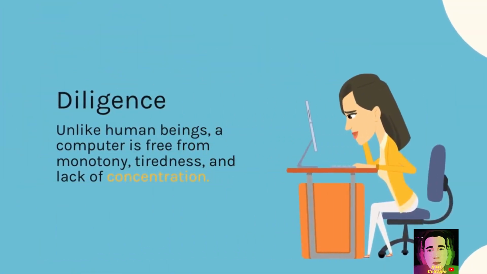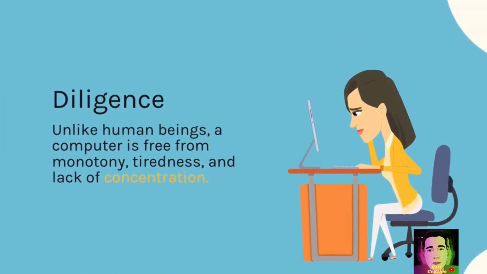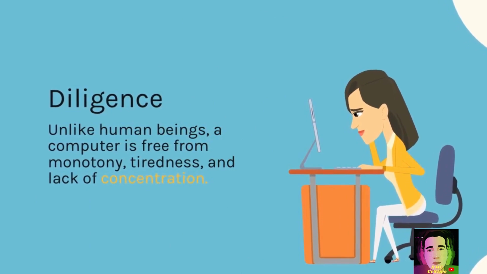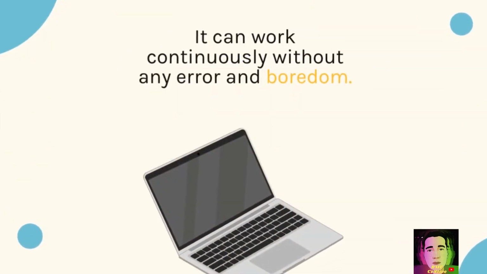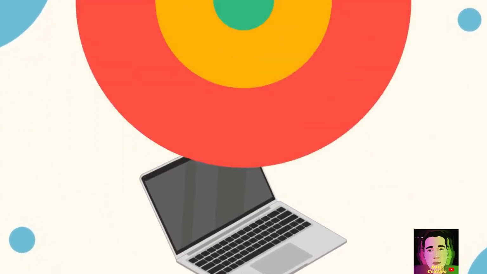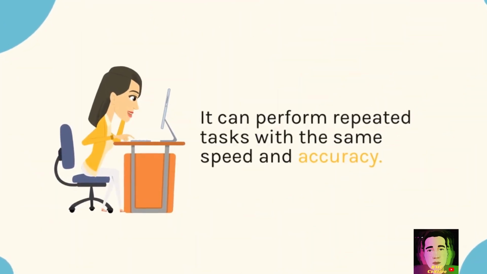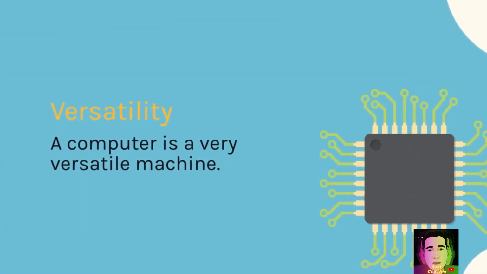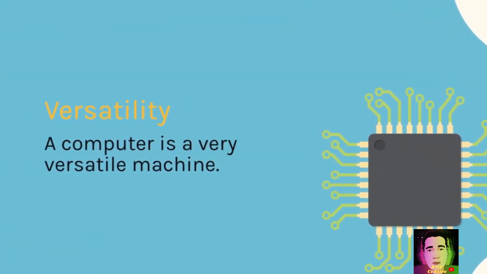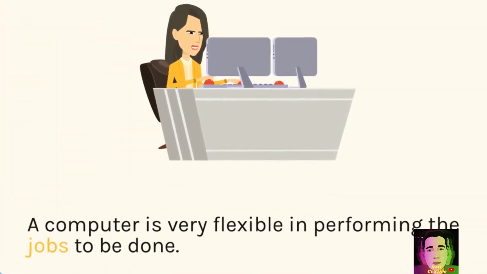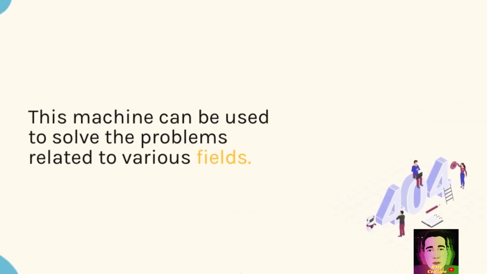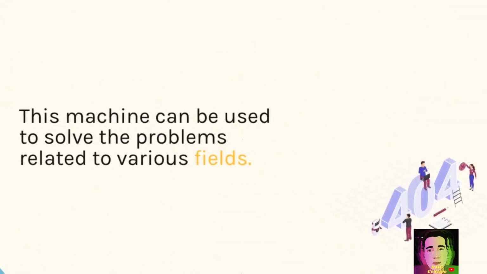Diligence. Unlike human beings, a computer is free from monotony, tiredness, and lack of concentration. It can work continuously without any error and boredom. It can perform repeated tasks with the same speed and accuracy. Versatility. A computer is a very versatile machine. A computer is very flexible in performing the jobs to be done. This machine can be used to solve the problems related to various fields.